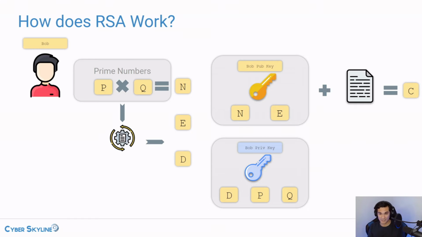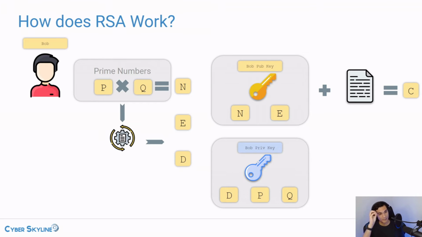You can literally replace this with P put in 7, Q put in 8. Well, I guess 8's not a prime number. Put in 5. You can put in actual numbers for these. These are really just numbers. And basically, we have all of these 5 letters here, which make up the public key and the private key. So Bob's public key is N and E, and his private key is D, P, and Q. That's a simplification of it.